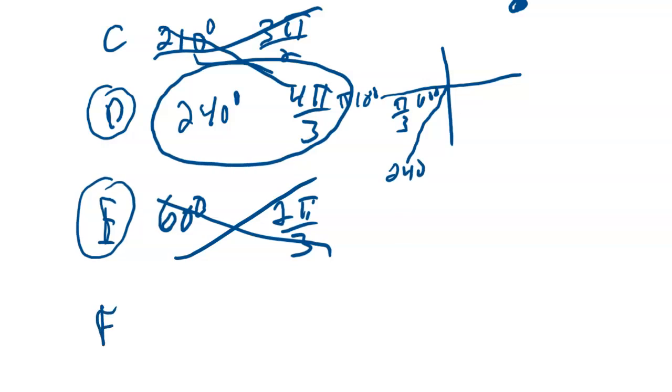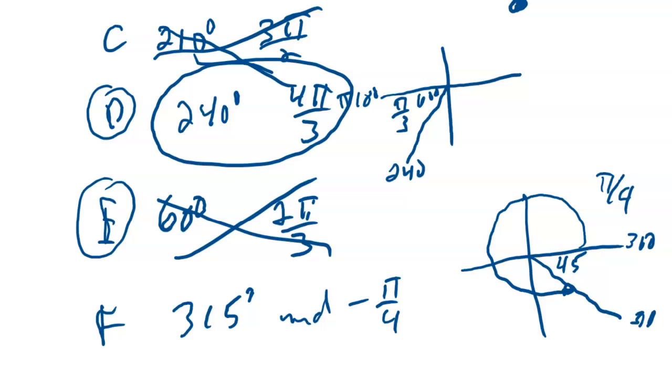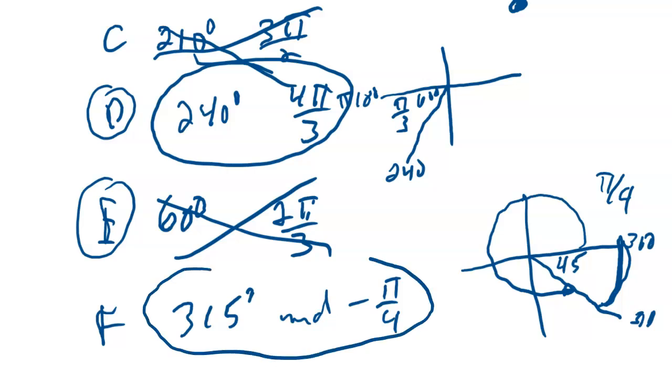This isn't very interesting. Let's see. 315 and negative pi over 4. Okay, now this one's a little bit interesting. All right, so 315, I think I'm over here where the reference angle is 45 degrees. So 360 minus 315, it's 45 degrees. But 45 degrees is pi over 4. So we're going backwards. We're doing the minus pi over 4. And you do end up at 315. So in this way, it is coterminal. You end up in the same spot.